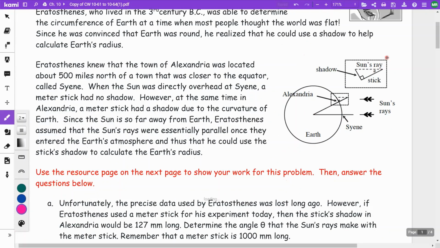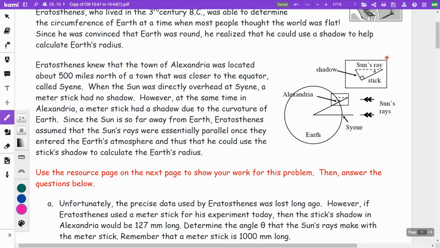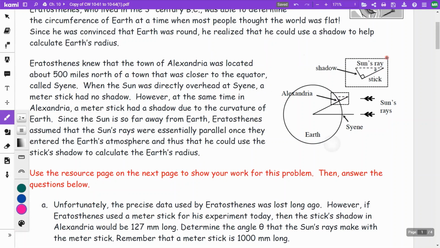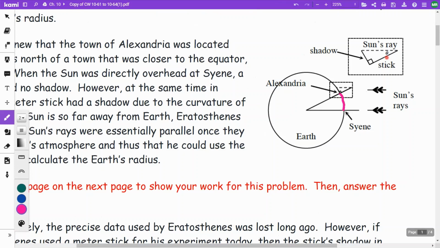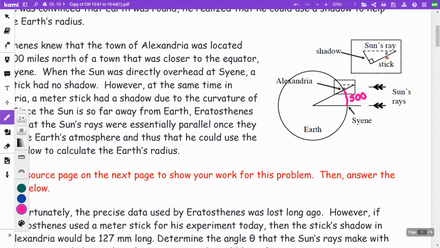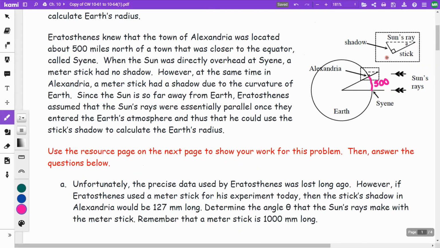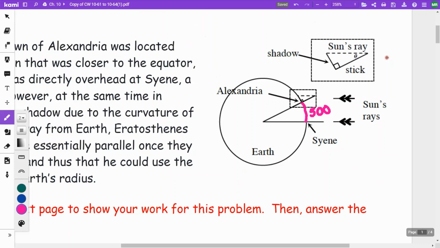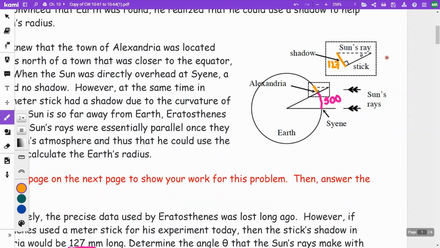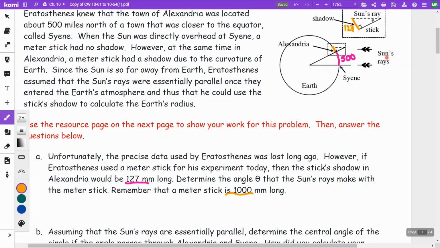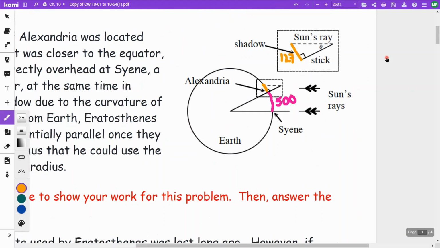Some of the information that they give us: we know that Alexandria is 500 miles to Cyan. So right here, this is 500 miles. I'm going to put it on the bigger picture here in a second. We also know that the shadow cast by the meter stick is 127 millimeters. So this shadow right here is 127 millimeters, that little piece right there. We also know that a meter stick is 1,000 millimeters. So this right here is 1,000 millimeters.